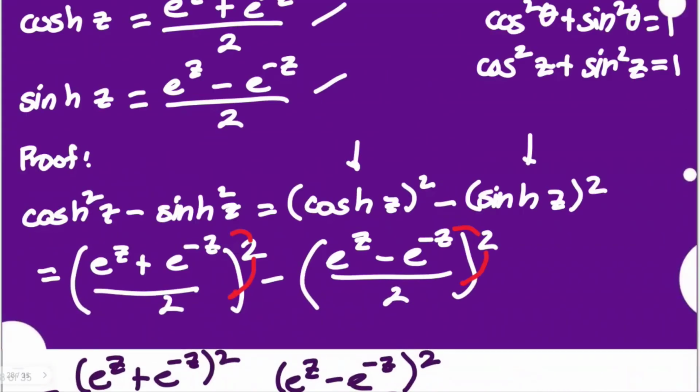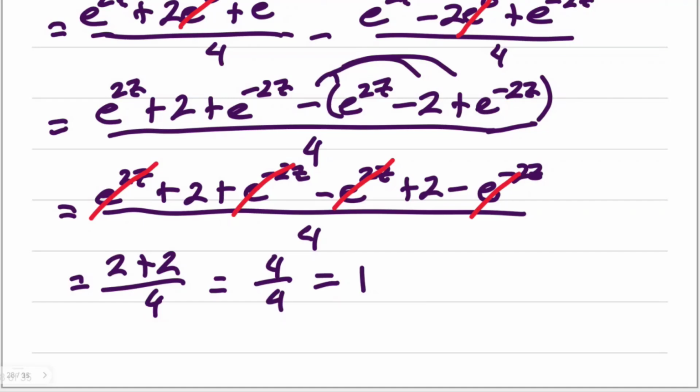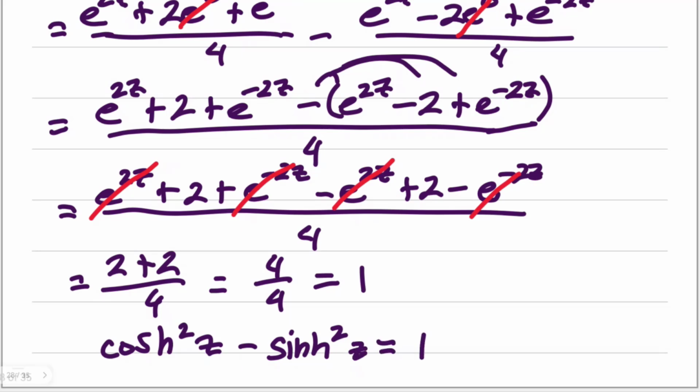This is our target, right? To show that the difference of the squares, where we start with the hyperbolic function of cosine and the second is the hyperbolic function of sine, will result to 1. So with this, we have shown that the square of the hyperbolic cosine of z minus the square of the hyperbolic sine of z is equal to 1. This is the proof of the given identity.